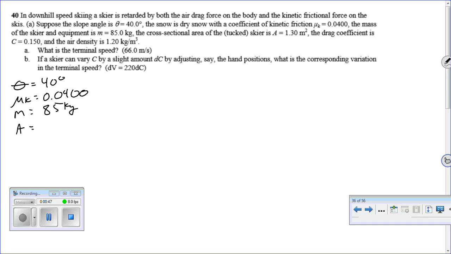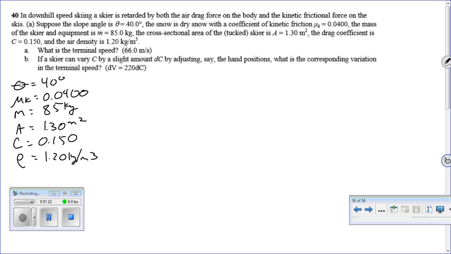Cross-sectional area of the skier, he's tucked into a little crouched position, so it's 1.30 square meters. Drag coefficient is 0.150, and the density of the air is 1.20 kilograms per cubic meter. All right? And it wants to know what's the terminal speed. So remember, terminal speed is accomplished when your net force is 0, okay?